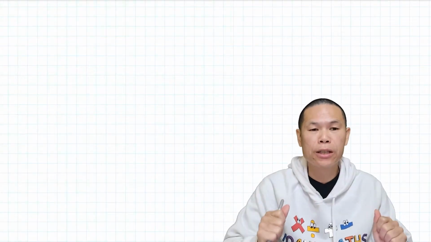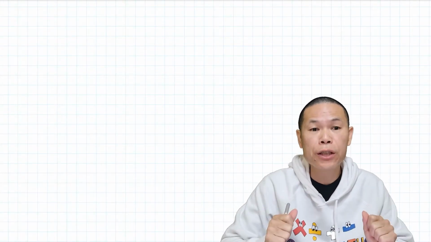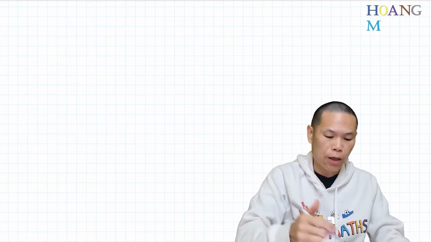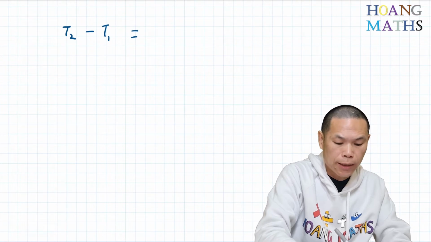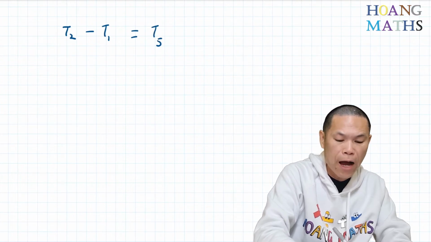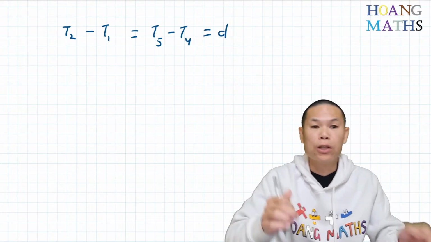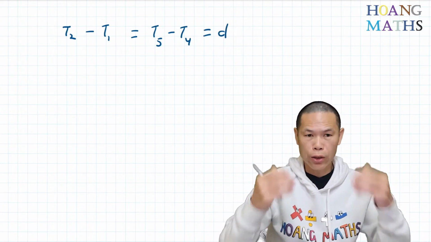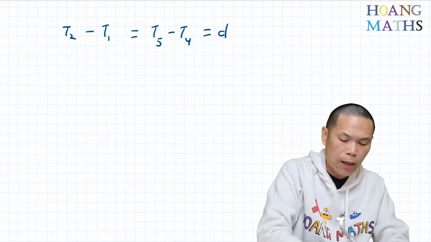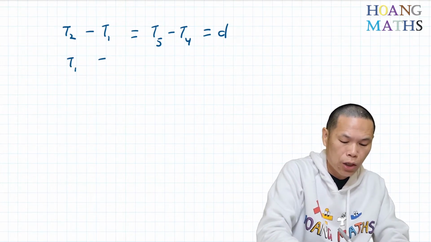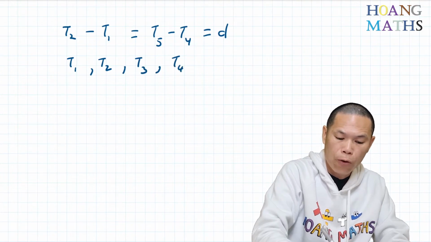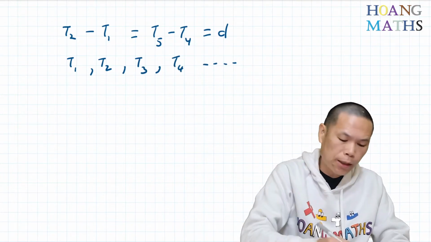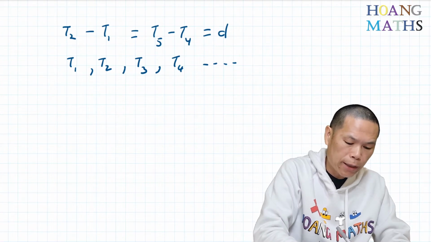With arithmetic sequence, there is a common difference between two consecutive terms. Term 2 minus term 1 will give the same as, let's say, term 5 minus term 4. So this is the common difference. D is the common difference. In other words, if we have term 1, term 2, term 3, term 4, and so on, in series we normally use term 1 as A.